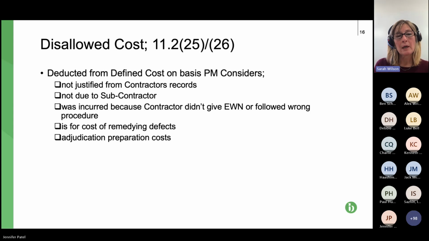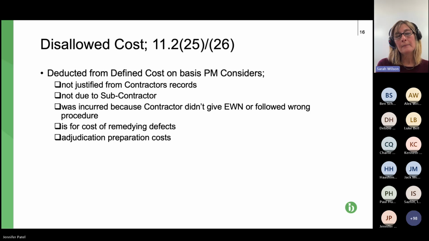Next one, sums incurred because the contractor didn't give an EWN, an early warning notice, or followed the wrong process. Also can be deducted is the contractor's cost of remedying defects. That makes sense. If the contractor hasn't done the work properly, then it shouldn't be entitled to charge the employer or the client for remedying the defects, for putting the work right.